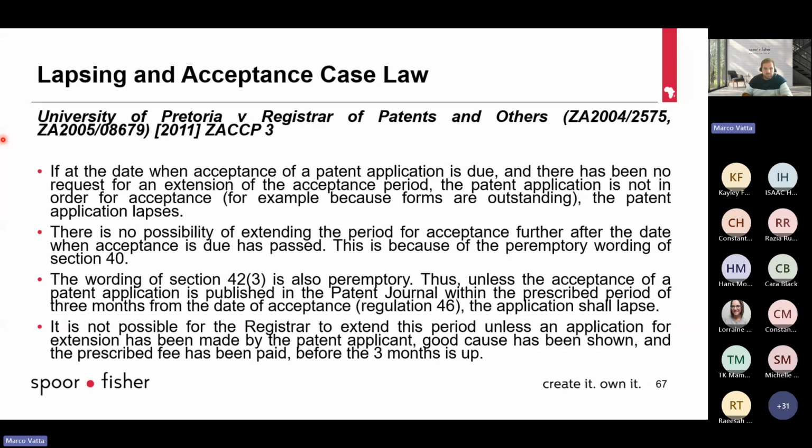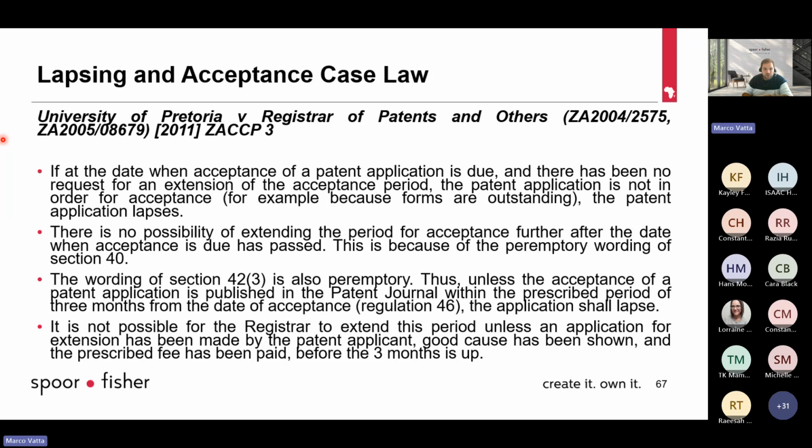This is because of the peremptory wording of Section 40. So the request for that extension of the 18-month acceptance deadline or 12-month acceptance deadline must be requested before the expiry of that case having been put in order for acceptance. Otherwise, the application, again, is deemed to have lapsed. Also, the wording of Section 42.3 is peremptory, and that deals with the publication of the acceptance notice in the Patent Journal. Unless acceptance of the application is published within the prescribed period of 3 months, as you now know, the application shall lapse.